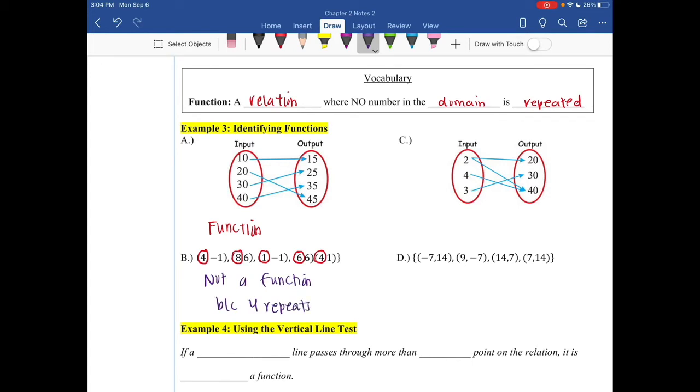But again, notice how we're only looking at the domain, we are not looking at the range. Go ahead and give C and D a try.